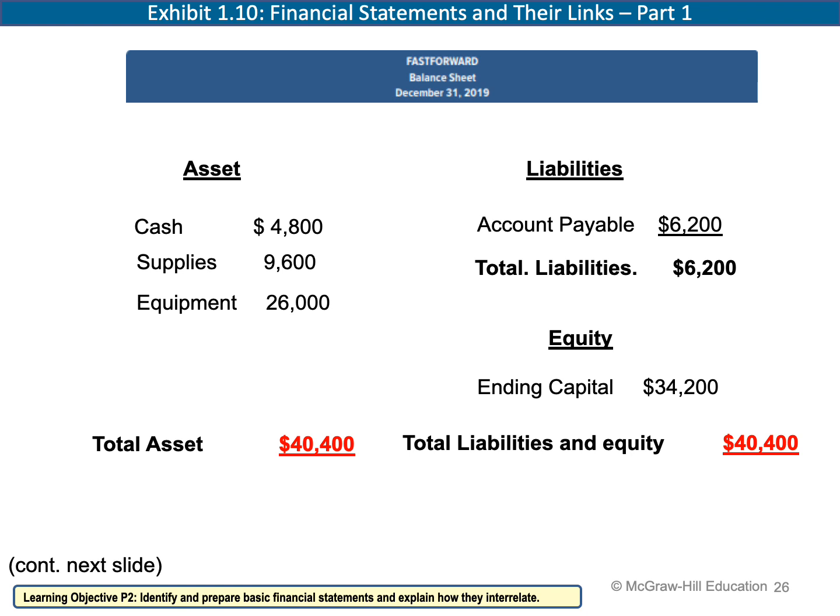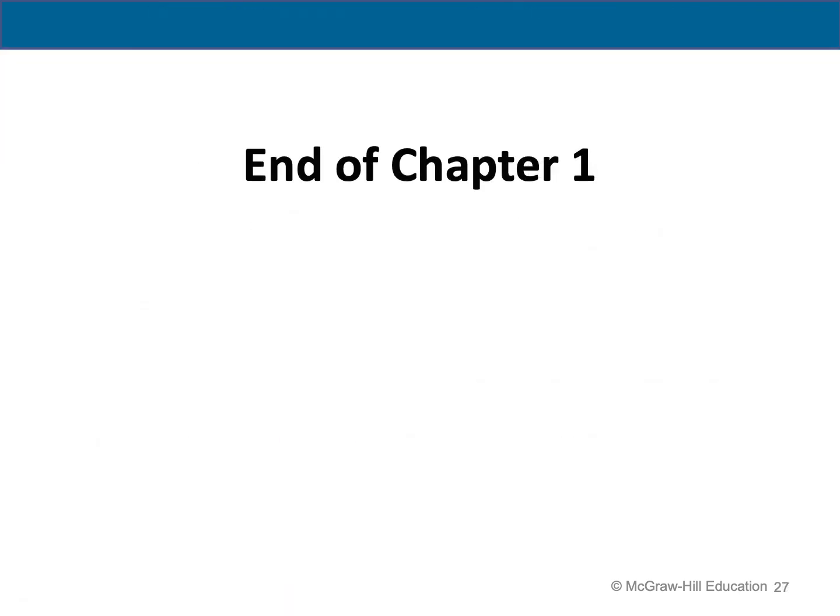If it was not equal, if you are trying to solve an exercise and the balance sheet is not equal, it means that you either have a problem in your balance sheet, or your income statement was wrong, or the statements of owner's equity was wrong. But if you get the balance sheet equal, total asset equals total liabilities and equity, it means that you did it correctly. Thank you very much. This is the end of chapter 1.